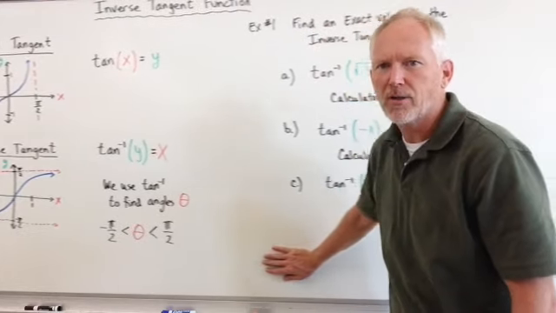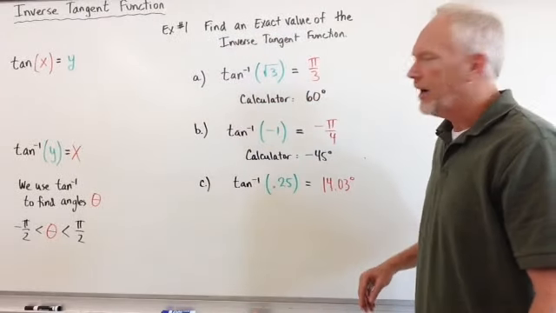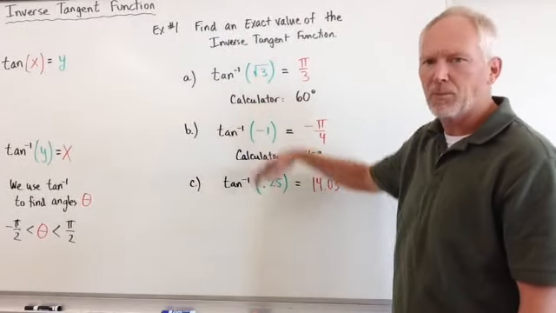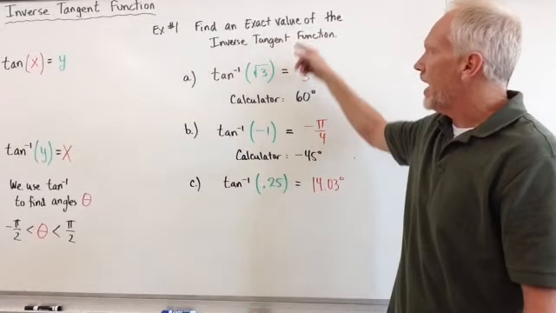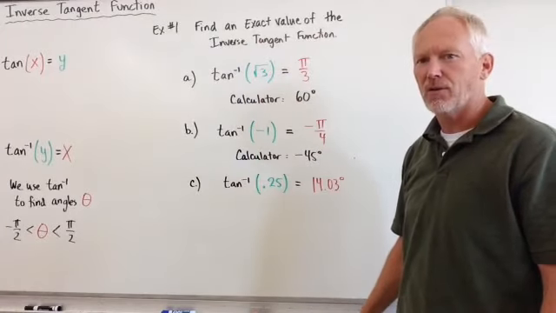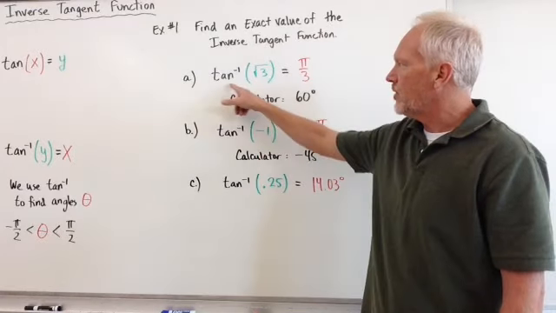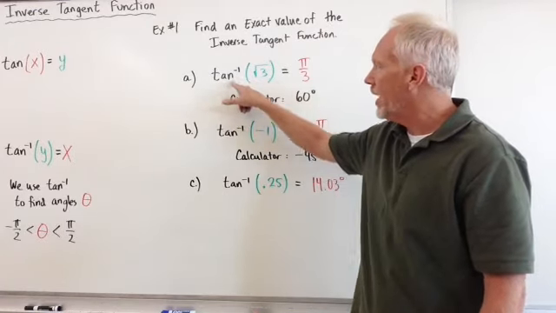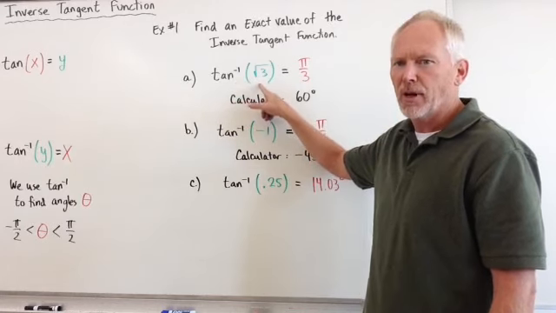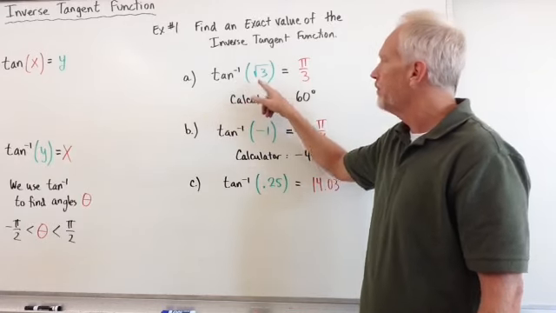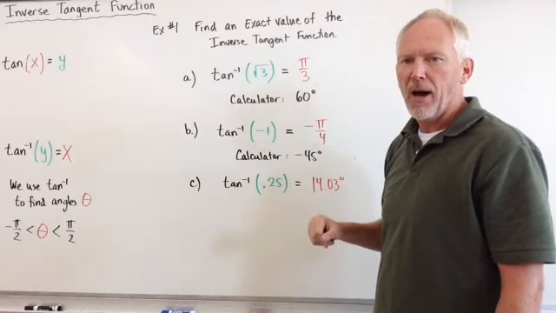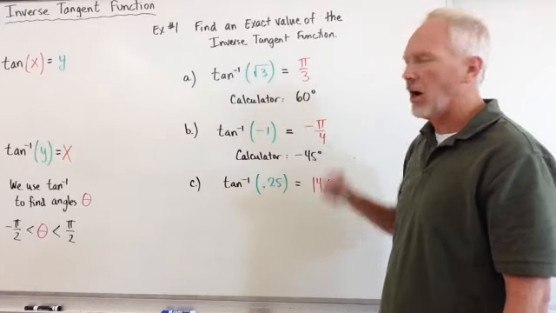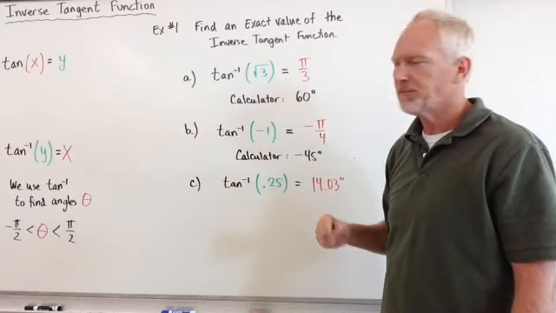Let's look at just a couple quick sample problems for us today. Example number 1, A, B, and C. Find an exact value of an inverse tangent function. All right. The tangent inverse of square root of 3. What is that? What angle has root 3 as its tangent? That is pi over 3. Or if you put it in your calculator, you'll get 60 degrees.